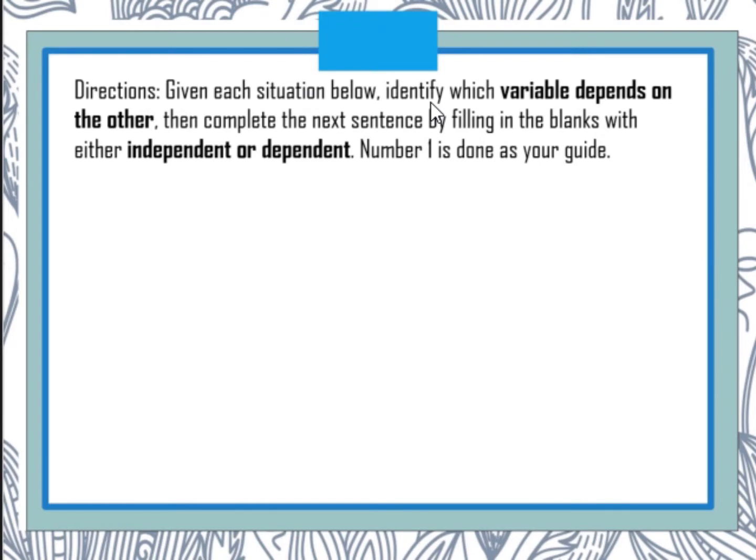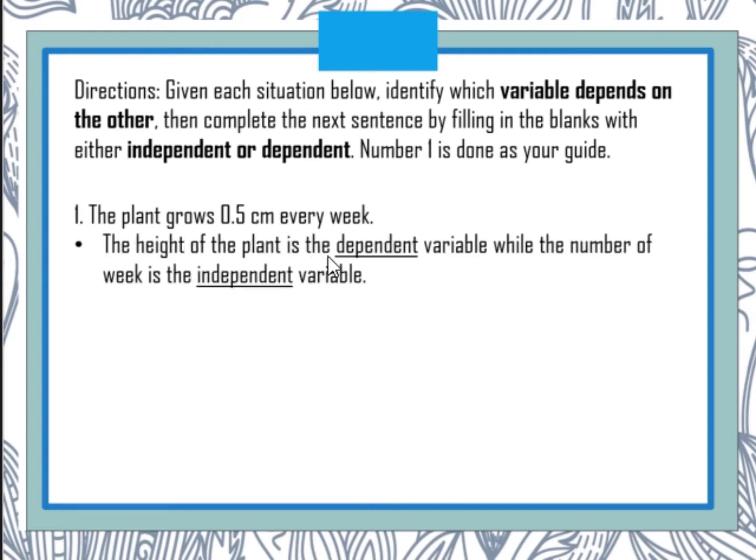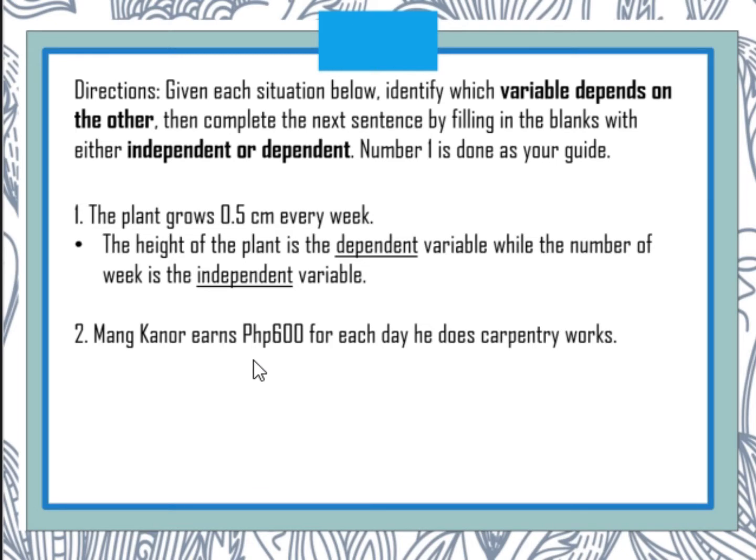Given each situation below, identify which variable depends on the other. Then complete the next sentence by filling in the blanks with either independent or dependent. So, yung number 1 ay nagsiserve as our guide. Number 1, the plant grows 0.5 cm every week. In that case, the height of the plant is the dependent variable, while the number of the week is the independent variable.